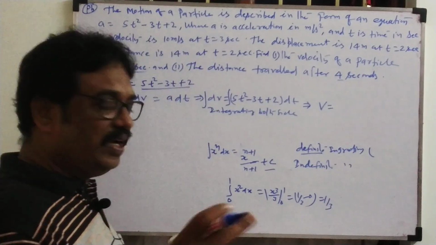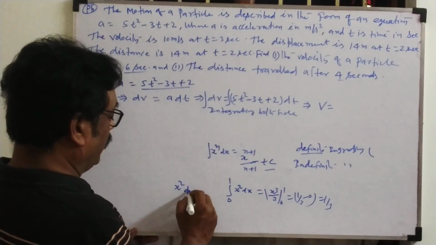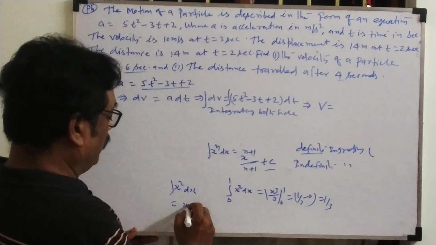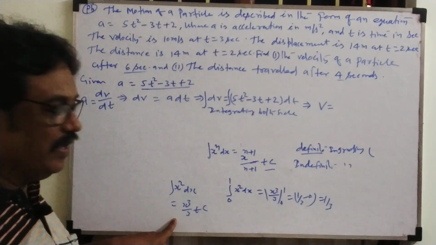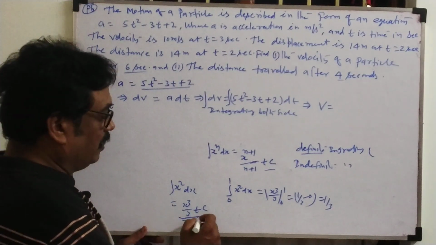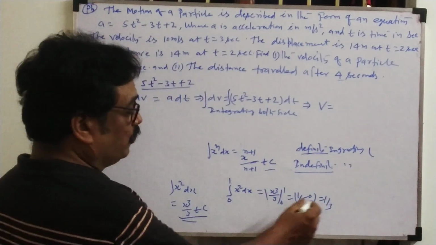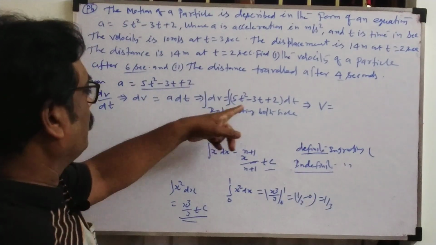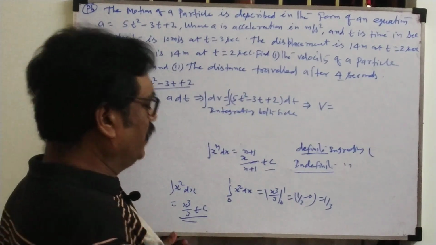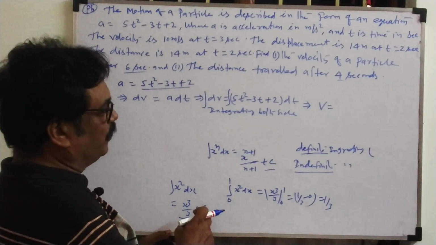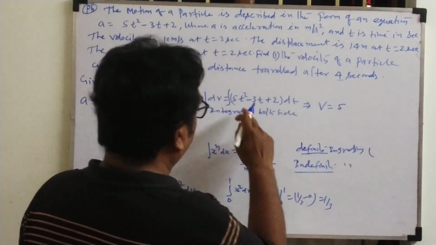If we go for indefinite integration, the limit will not be there. Integral of x square dx, what will we get? x cube by 3 plus some constant c. This is indefinite integration, with no definite result. In definite integration, limits will be there, so we will get the result. Here we will integrate, and it is an indefinite integration, so we will put some constant c. So what is the integration here? 5 t square.